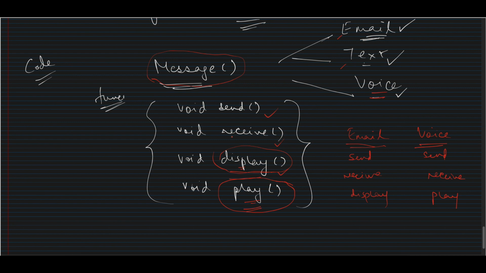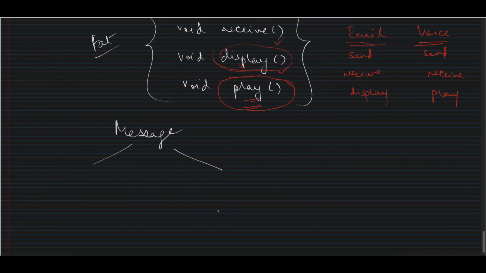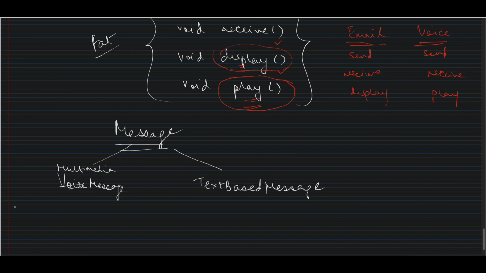So what should we do? We should divide this. The message interface will get segregated. Until now we had a violation of the interface segregation principle: a fat interface with unrelated, not useful methods. Now we are going to segregate this message into two different interfaces. I can say a text-based message, and a voice message, or we can of course name it in a better way, like multimedia message. We are breaking down this fat interface into thinner interfaces.